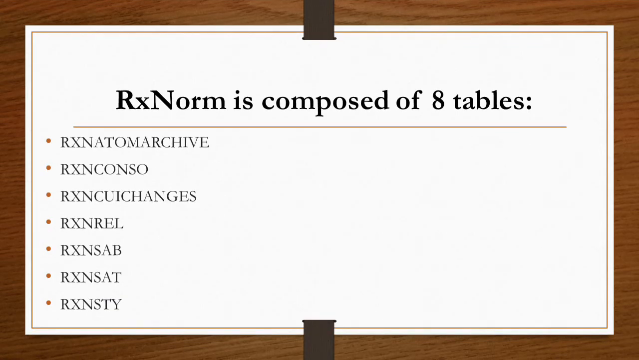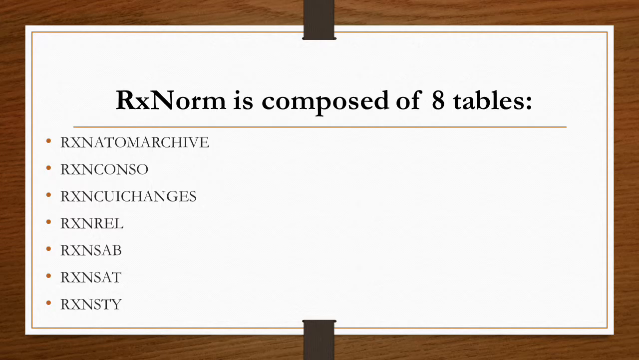RxNorm is composed of 8 tables. First is the RXNATOMARCHIVE. It is an archive of information that has been updated through the course of the database's existence. Next is RXNCONSO, a table driven by an entity-attribute-value system where each piece of information added is classified according to the attribute specified. Next is RXNCUICHANGES, a table of changes in the RxCUI number of drugs, indicating that the concept form has been changed to another class, hence another ID.